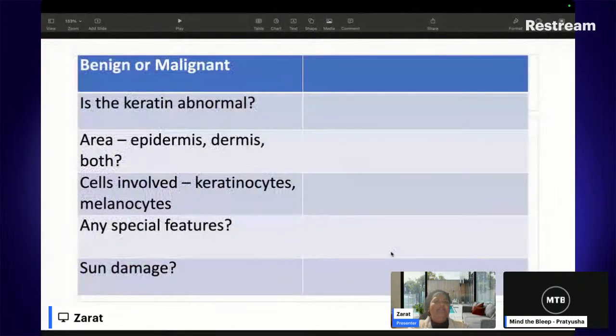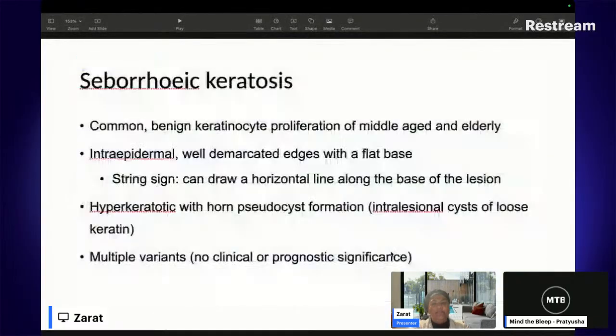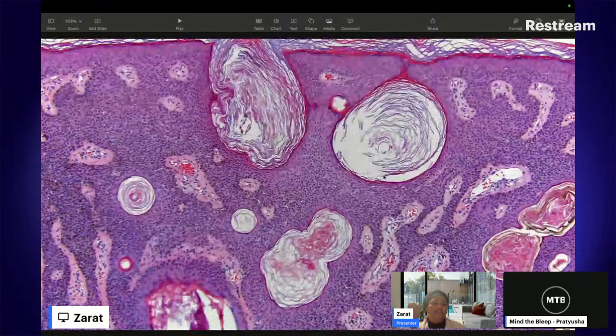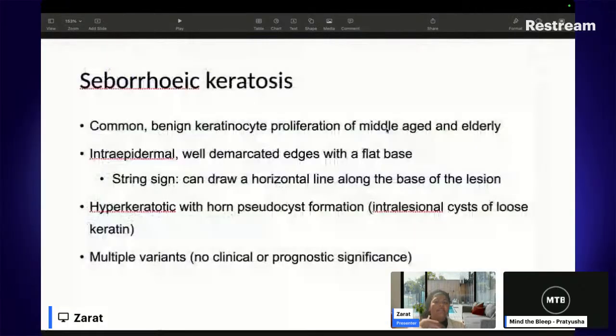So this is actually a very common lesion. If you sit in with GPs, I'm sure you see lots of elderly people coming in with that. It's a seborrheic keratosis. It is a very benign condition, and it's where the keratinocytes basically proliferate. So there's lots and lots of them. You get the thickened epidermis, and you have these horn pseudocysts, these cysts filled with keratin. This is the hallmark, and it is very benign.